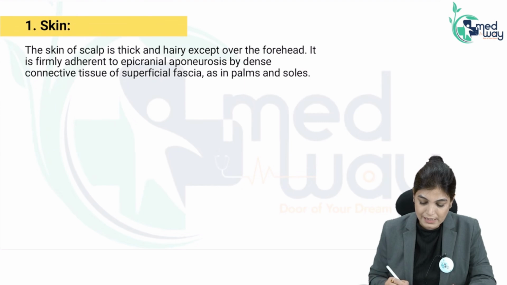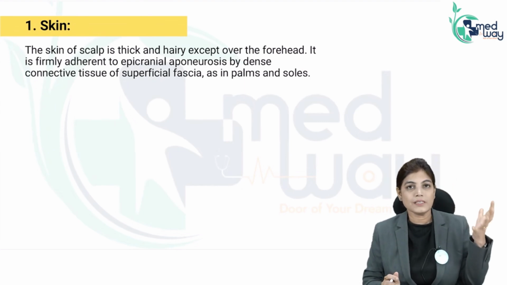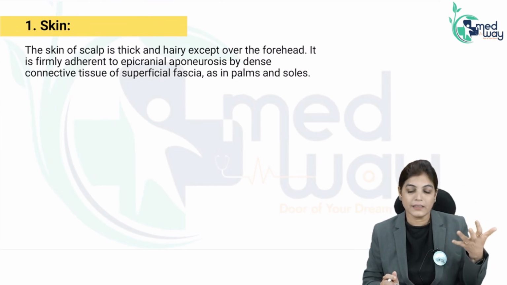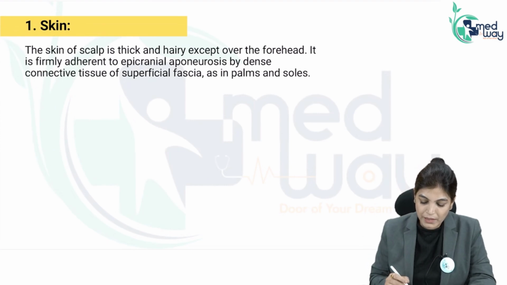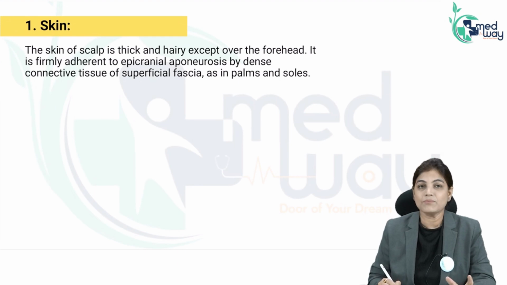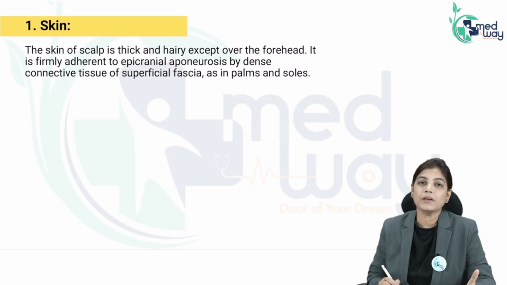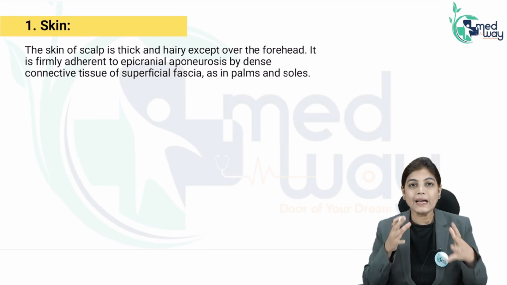The first layer is the skin, and as I told you, the whole of the scalp is covered by hairs, except over the forehead. The skin of the scalp is thick and hairy, though not very hairy on the forehead. It is firmly adherent.